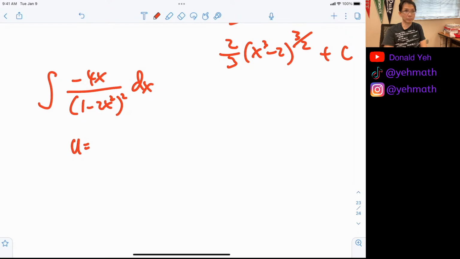Vincent, what is u equal to? u equals 1 minus 2x squared. Very wise choice. Then du equals, what's the derivative of 1 minus 2x squared? Oh, I did an integration? No, you're supposed to do the derivative. Madeline, what did you get? Oh, negative 4x. There you go.